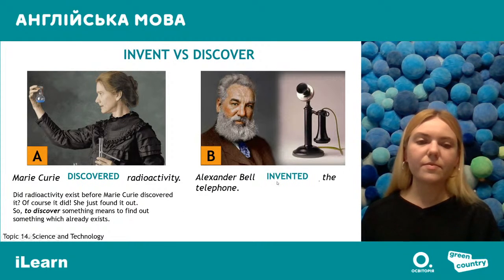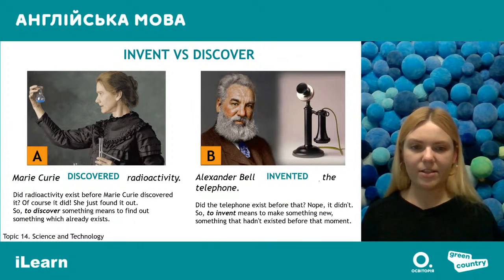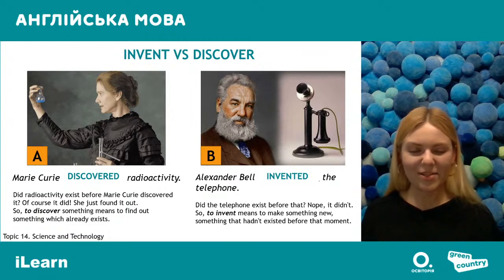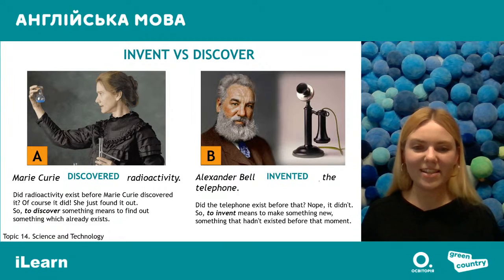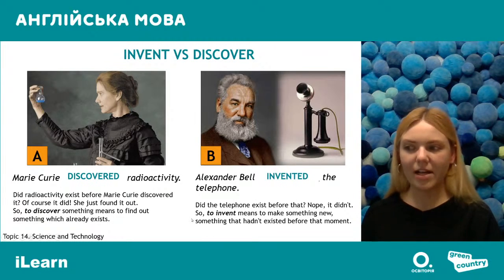And we use invent when we talk about creation of something new. So Alexander Bell invented the telephone, so he created the telephone, he made it. Because the phone hadn't existed before Alexander Bell invented it, and we can say that he created this technology. Invent використовуємо, коли говоримо про щось нове, про щось створене. Те, що не існувало раніше.